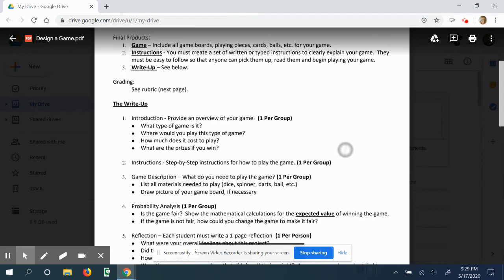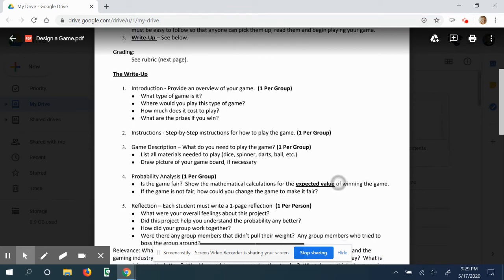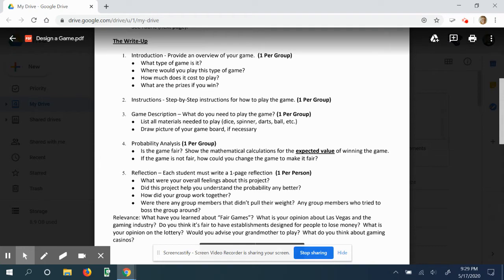And then finally, the real piece that you are graded on is your write-up, okay? The first part is an introduction. What you're going to do is say what your game is, where you would play this type of game, how much it costs, and what the prizes are if you win. For some people, it's just bragging rights. If you play a board game at home, that's what you win. But if you're at a carnival or an amusement park, you maybe would win a stuffed animal. You'd win some sort of prize.